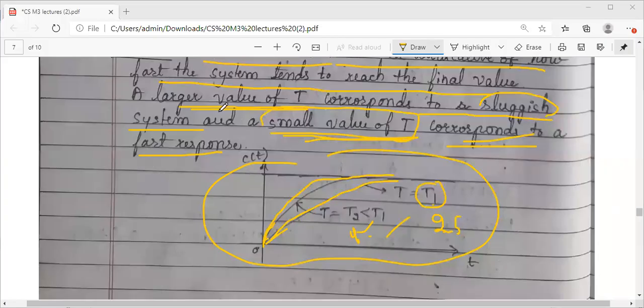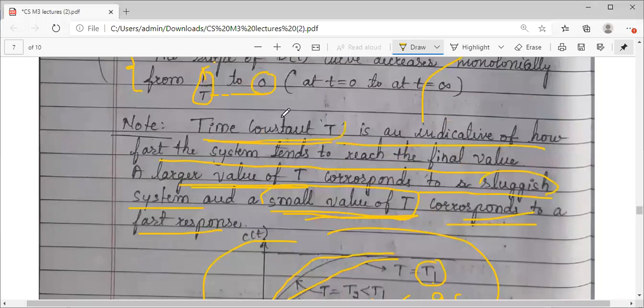So the time constant is a very important term. It will give you the measure of how fast your system is attaining the final value. उसके बाद आपका output change नहीं होगा. It will come to one steady state.